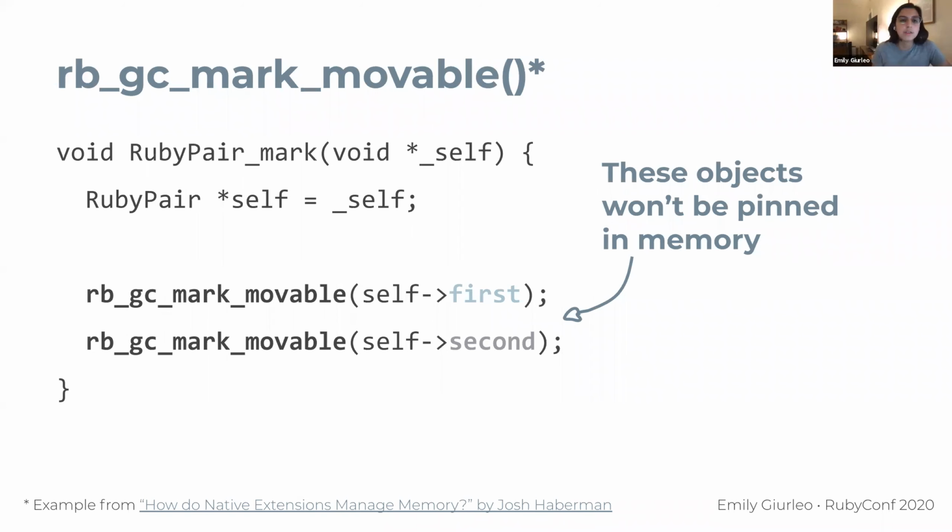So the first is by using RB_GC_mark_movable in your mark callbacks. So in the previous example, we just used the RB_GC_mark method. That method, as I said, pins an object in memory, so it will not move around. This method allows an object to move in memory. They will not be pinned. But then you have to account for the fact that they might move around.